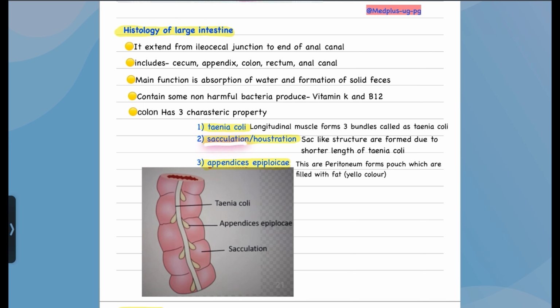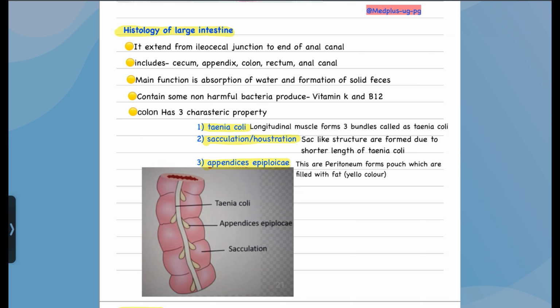Then sacculations, as the name suggests, means sac-like. It is also called haustration. Sac-like structures are formed because the longitudinal muscle is shorter compared to the length of the large intestine. So that causes the formation of the sacs. As we can appreciate, these are the sacs. These are called sacculations. These are only present in the colon.